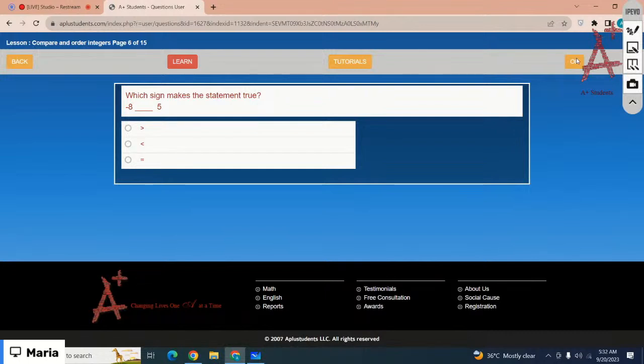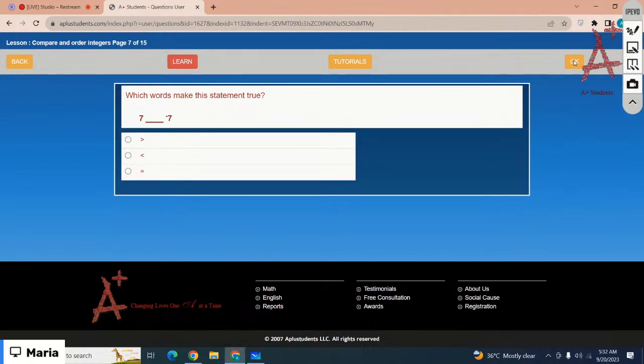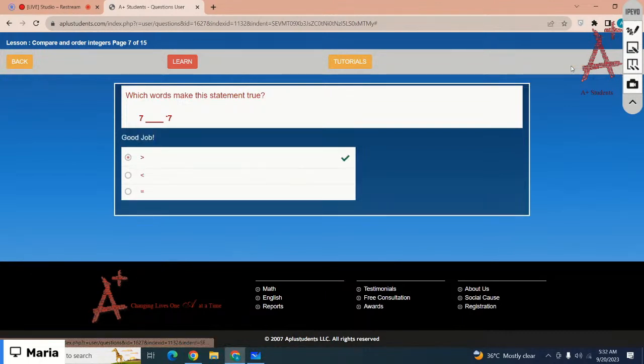Which sign makes the statement true? Yes, negative numbers are always smaller than the positive numbers. So negative 8 is less than 5. 7 and negative 7. 7 is greater than negative 7, right? Positive numbers are always greater than negative numbers.